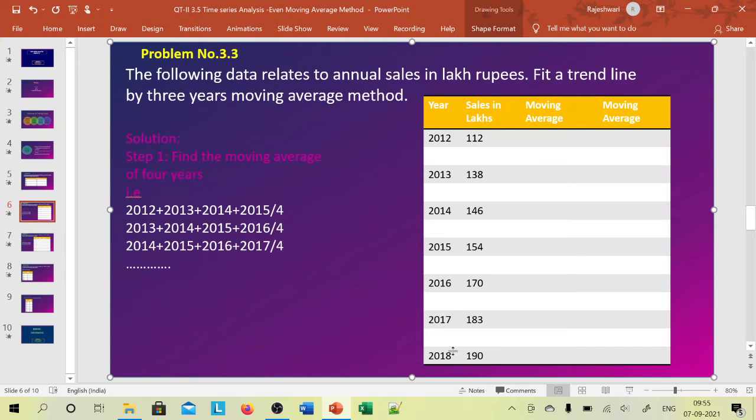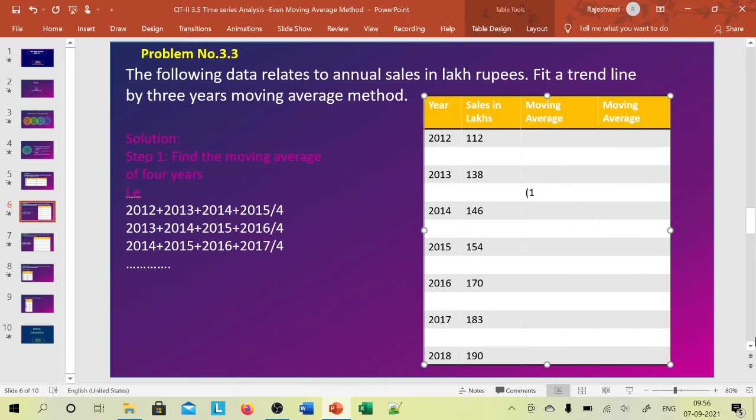So while writing each year's details, you should keep one line space. So we cannot find out the middle year, but it is in between 2013 and 14, 2.5 years. So I'll write here. So here the group is 2012 to 2015, 4 years. So middle year we cannot find out. So middle years are 2013 and 14. So in between these 2 years I'm going to write.